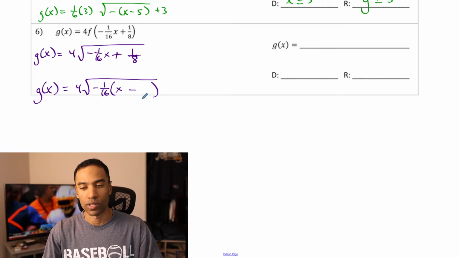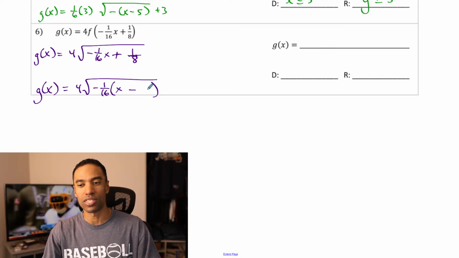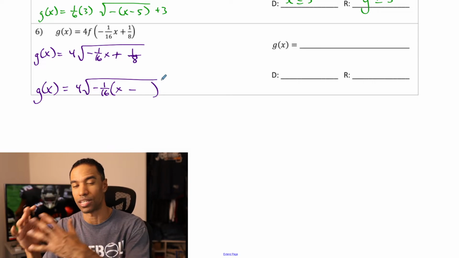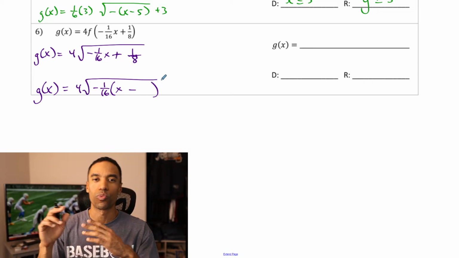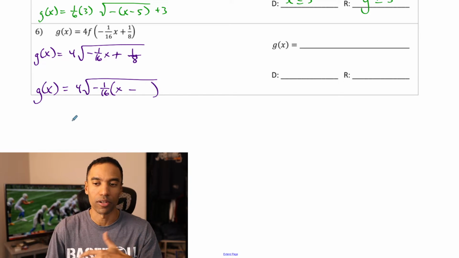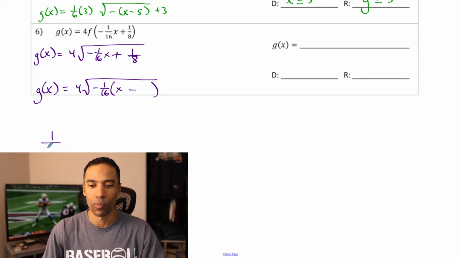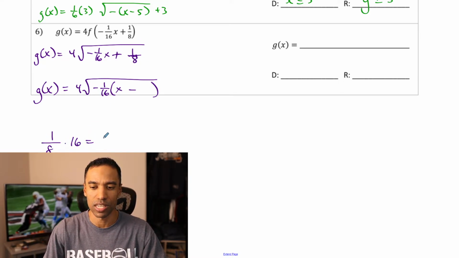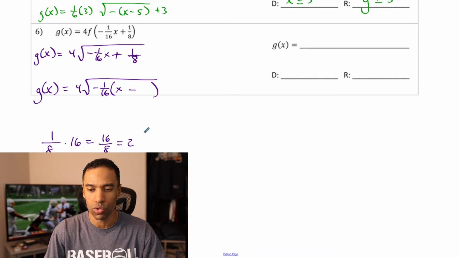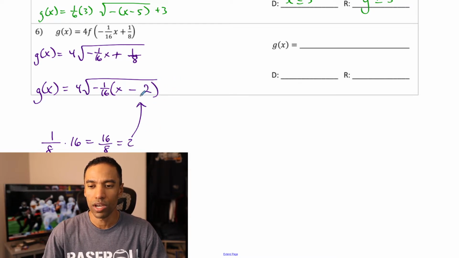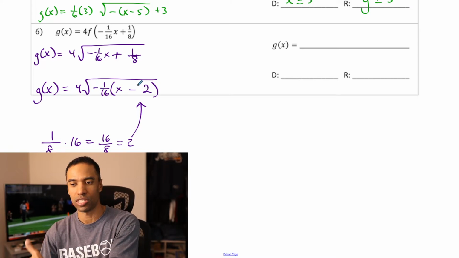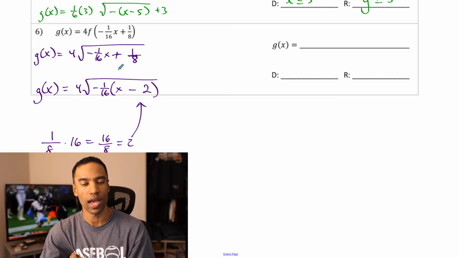If I'm dividing 1/16 out of here, then this thing that was inside had to have been 16 times larger, because when I multiply it in, I make it 16 times smaller. So what's 16 times larger than 1/8? 1/8 times 16 is 16 over 8, which is 2. A 2 is what goes right there. I'll double check that: negative 1/16 times negative 2, see if you get 1/8. But that's what happens.